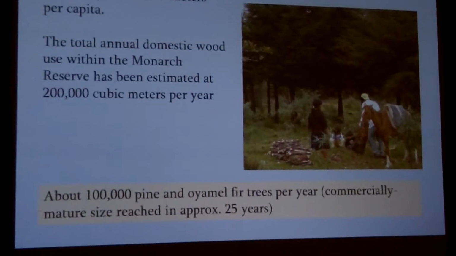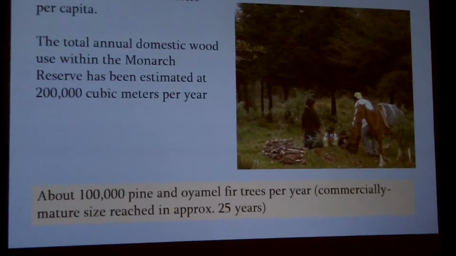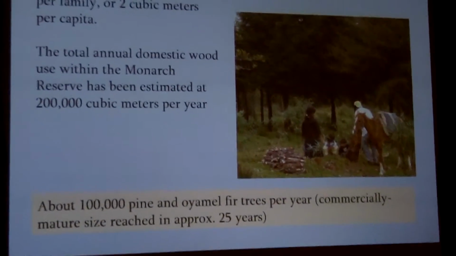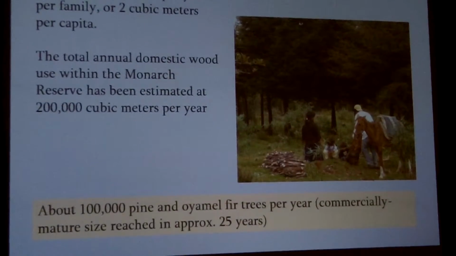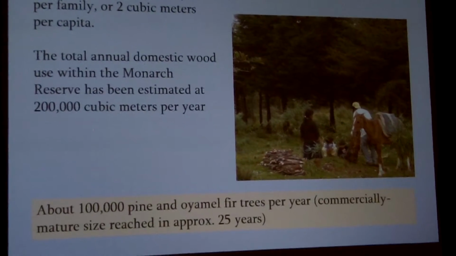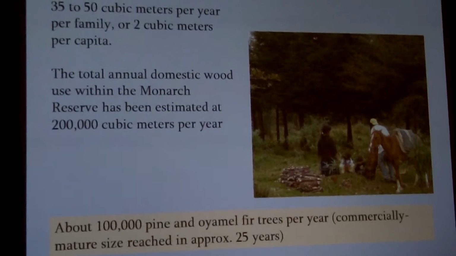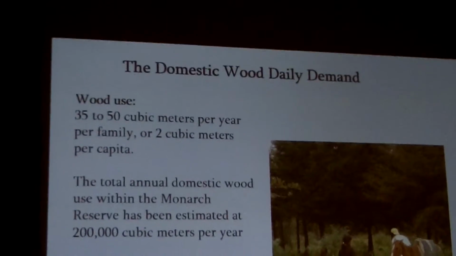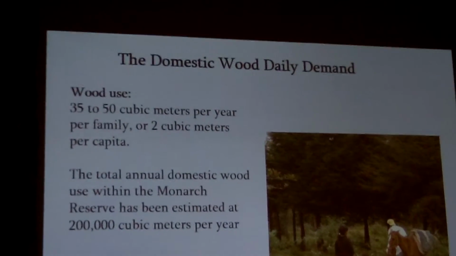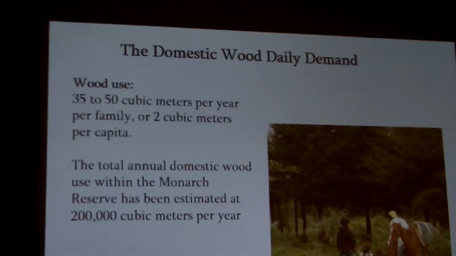The estimates that we have for the domestic wood demand is that the wood use is between 35 to 50 cubic meters per year per family, or the total annual domestic wood within the monarch reserve has been estimated at about 200,000 cubic meters per year. So it means that about 100,000 pine and young fir trees are being logged.